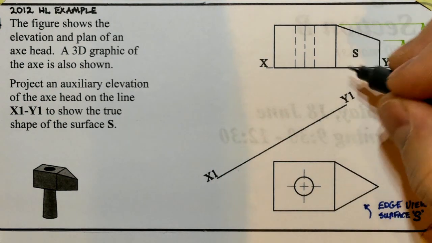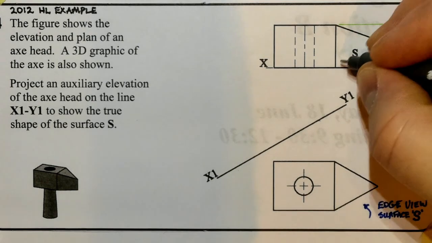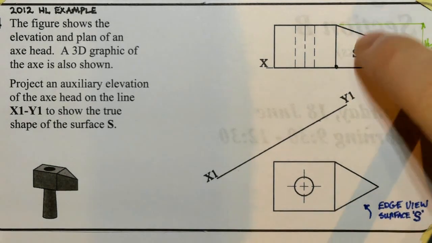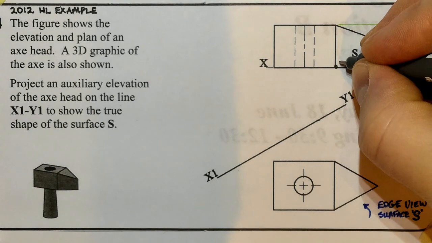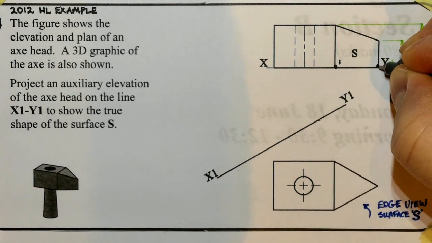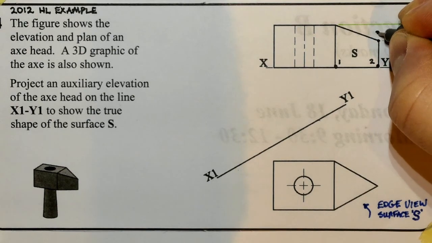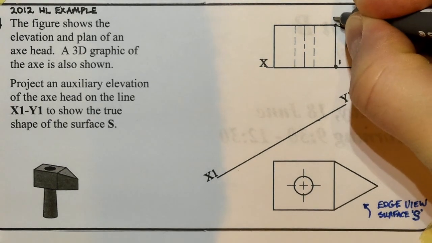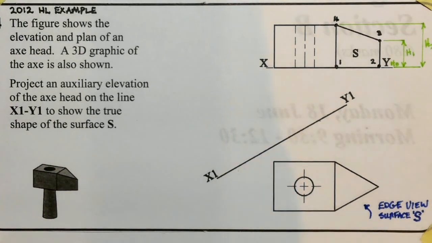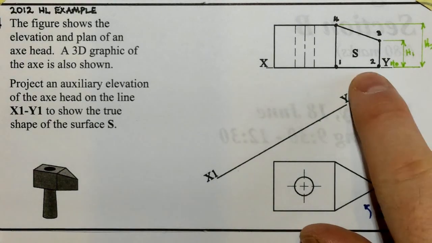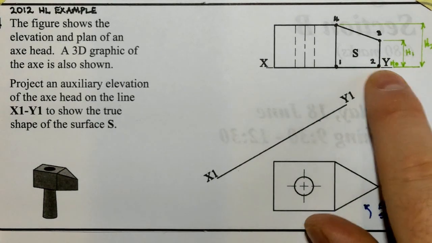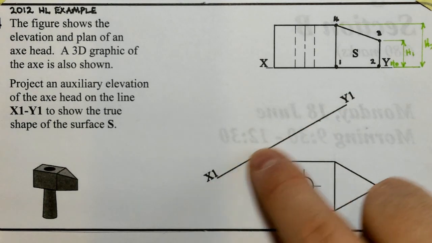For example, if I was to label the points here, we'll take surface S for example. I'll call that point 1. We'll call this point here 2. We'll call this point here 3. We'll call this point here 4. So, if I were to say to you, what heights are points 1 and 2 when we project them out in their new elevation? Well, 1 and 2 are both on the line H0, on the ground, on the XY line. So that means they'll be on the XY line here.